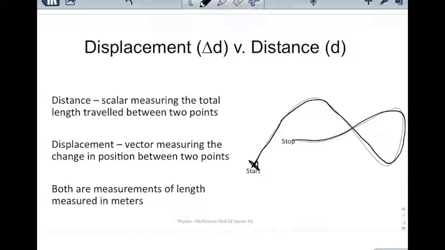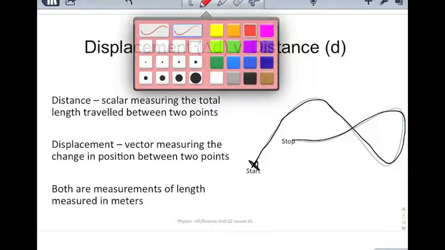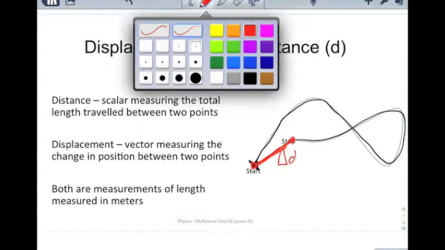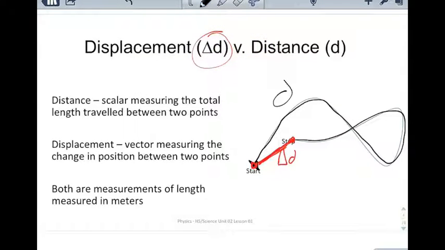Now displacement, on the other hand: here I start and here I stop. What's the distance between those two points in the quickest way that I can actually get there? So it's the vector representing the change in position. Whenever you see delta d, that represents the displacement. Usually distance itself is just represented by d, or sometimes they use the term s for distance. It's really important that you be able to distinguish between these two, even though both are technically lengths and they're both measured in meters, they have very different meanings.